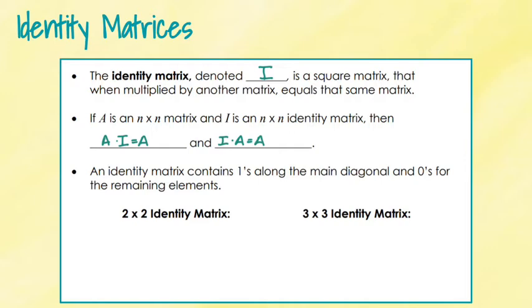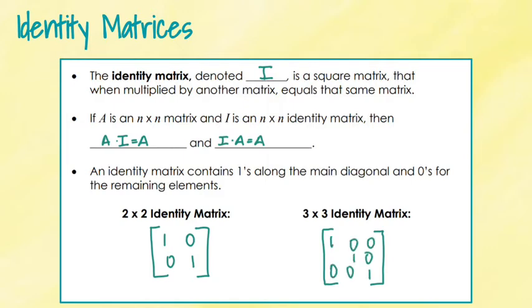The identity matrix contains ones along the main diagonal and zeros for the remaining elements. So for a 2 by 2 matrix, the main diagonal is here, and the other values are zeros. For a 3 by 3 matrix, the main diagonal is here, and these are the other values. There, that looks a little neater.